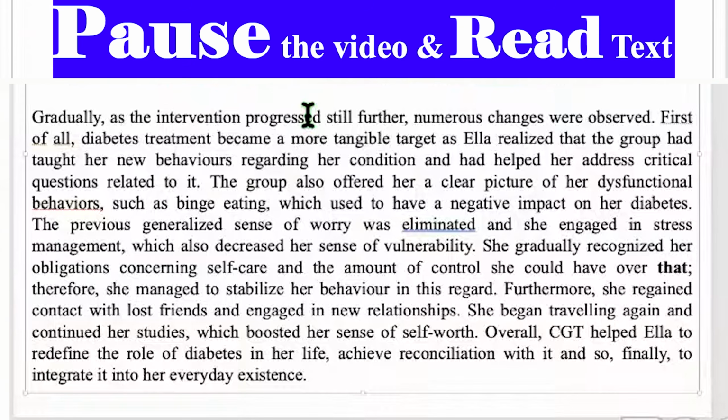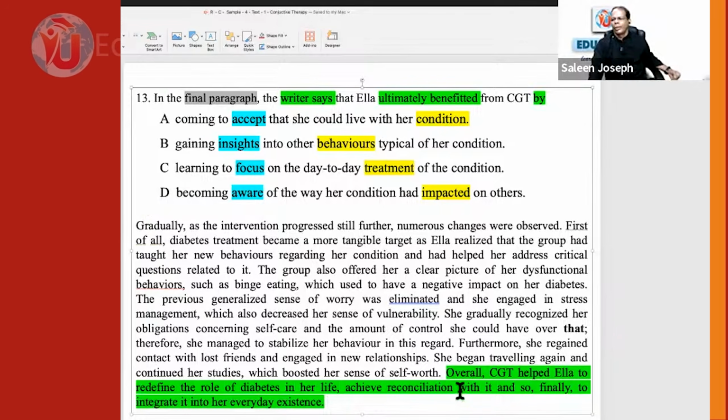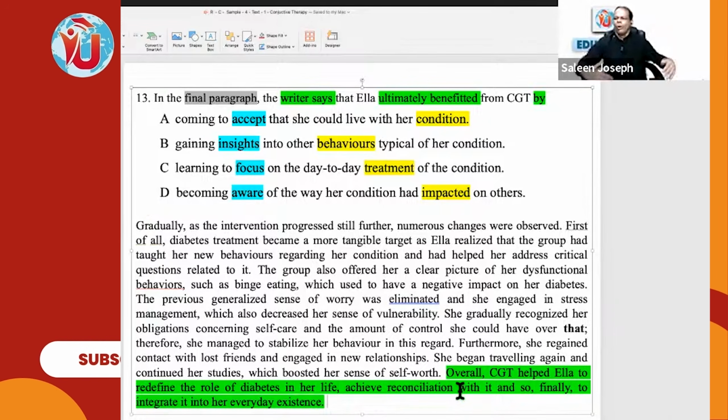Instead, please read the text. Father, A, coming to accept that she could live with her condition. There is answer in the passage. Last line. Finally. Overall. These are known as conclusion-based questions. Ultimately, what should be the overall conclusion says? Means from all the above, overall, CGT helps Ella to redefine the role of diabetes in her life, achieve reconciliation with it, and so finally to integrate it into her everyday existence. Means coming to accept that she could live with her condition.